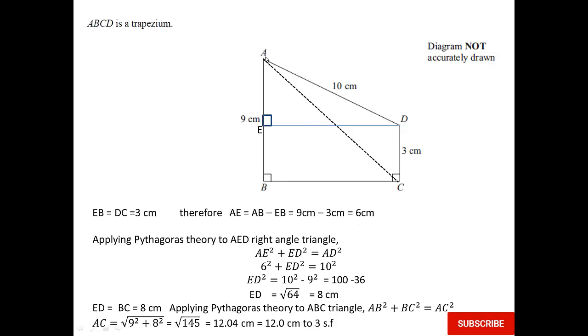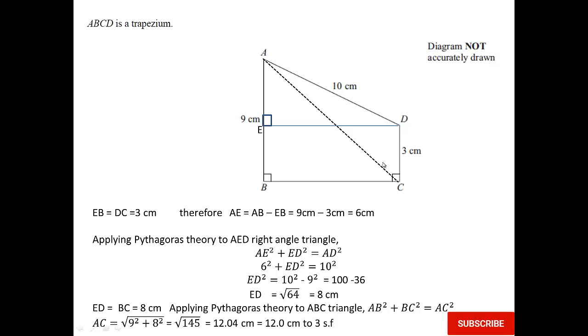Now I can apply the Pythagoras theory to the AED triangle. Applying Pythagoras theory, I can find out the value of ED. ED is equal to square root 64. Therefore, ED is equal to 8 centimeters. ED is also equal to BC because EDCB is a rectangle. Now I know AB and BC. Therefore, by applying the Pythagoras theory to the ABC right angle triangle, I can find the value of AC.